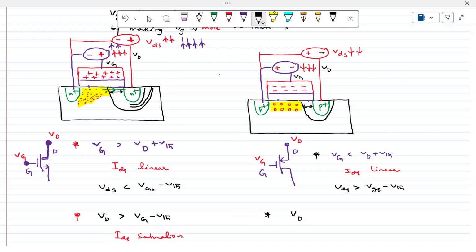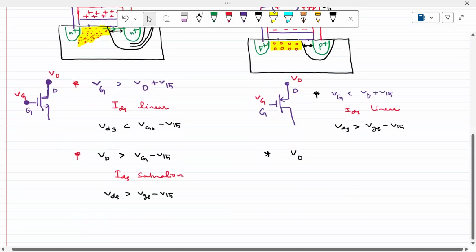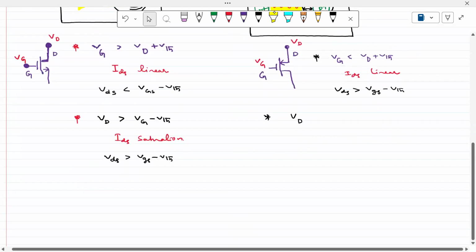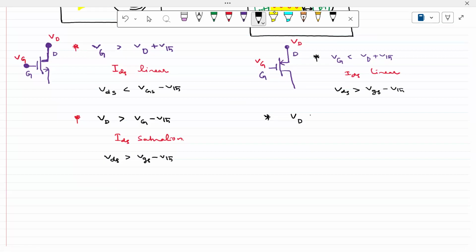When this no inversion is happening, VD is more negative. VD must be more negative. More negative means what can we write, less than or greater than? I have to write VD is less than VG minus VTH. At least the voltage must be less, right?